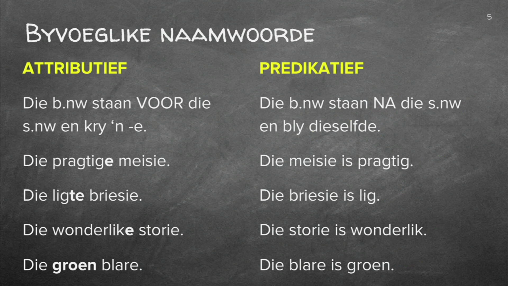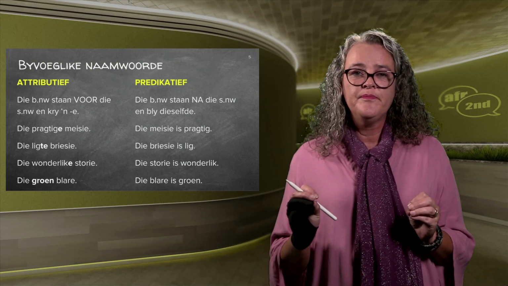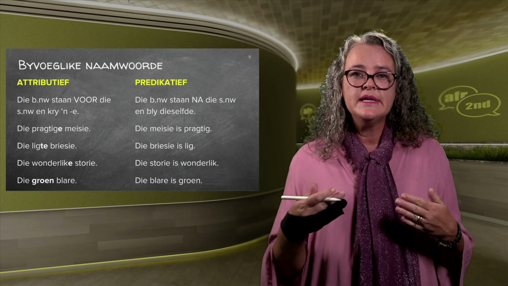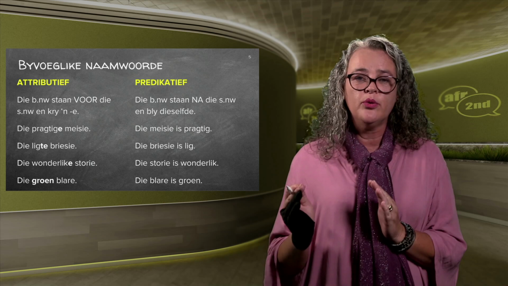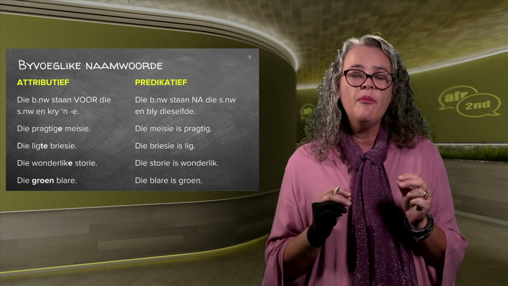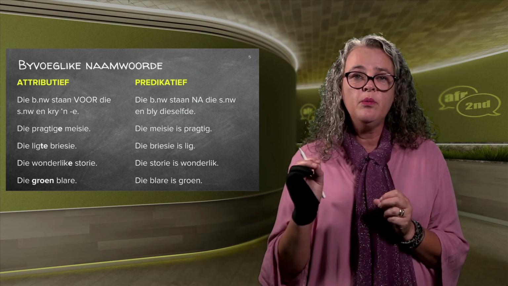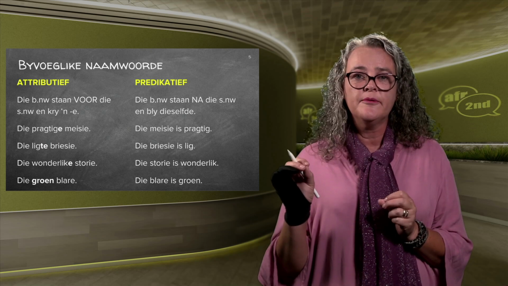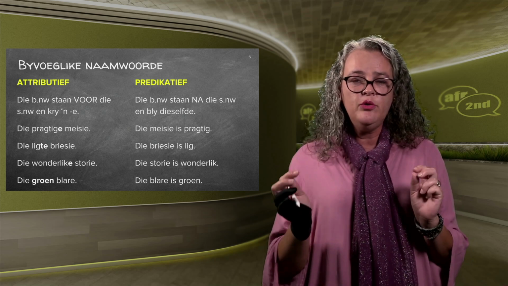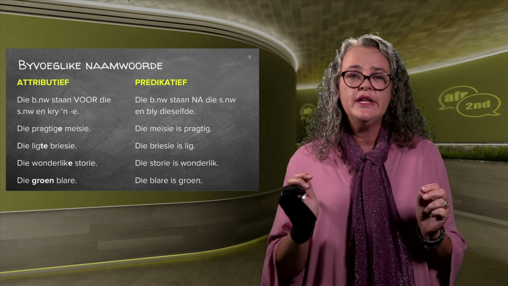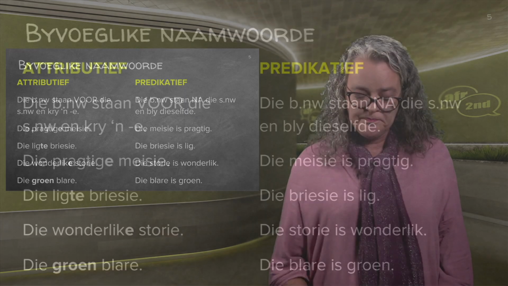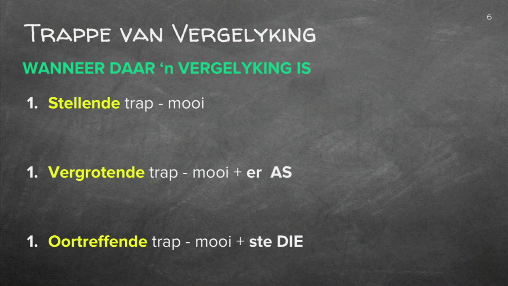So when we look at attributief and predicatief, the word simply describes the selfstandige naamwoord, the noun. The minute that we have a comparison in the sentence, that is when we are going to use trappe van vergelyking. And make sure you understand the difference between the two so that you do not get confused and make unnecessary mistakes. Trappe van vergelyking. So wanneer daar 'n vergelyking in die sin is, we have a comparison, and we are going to look out for certain words in these sentences.